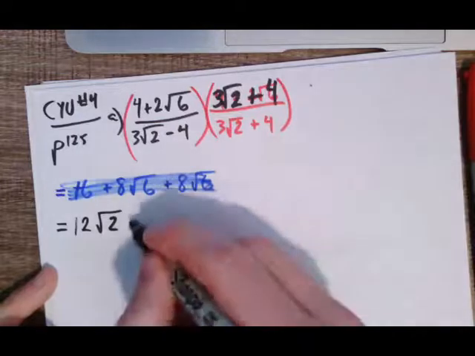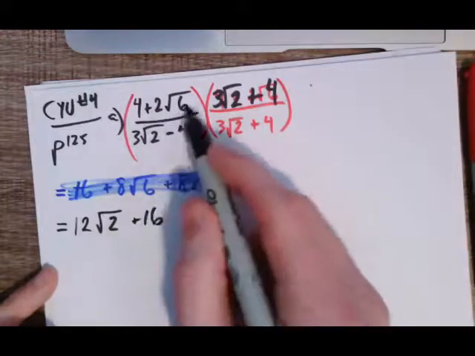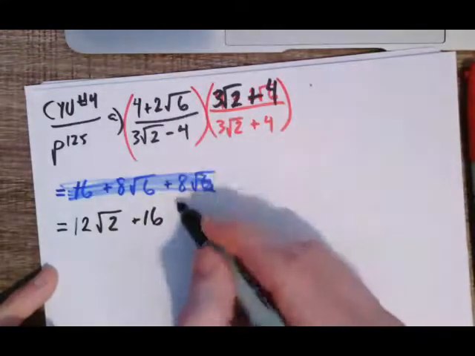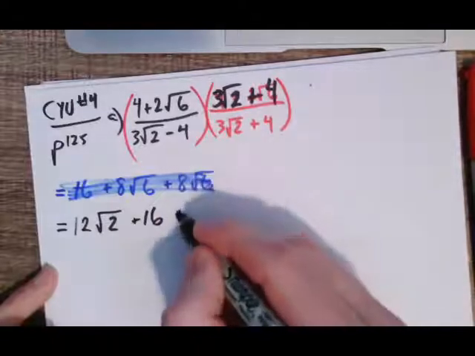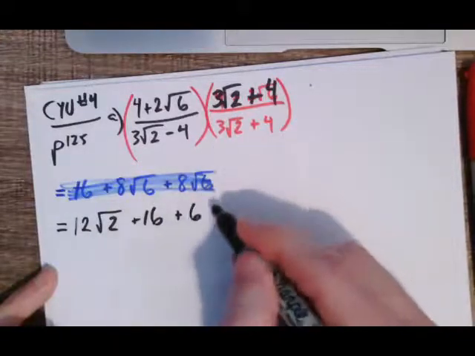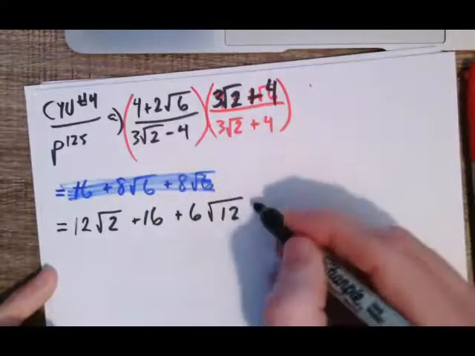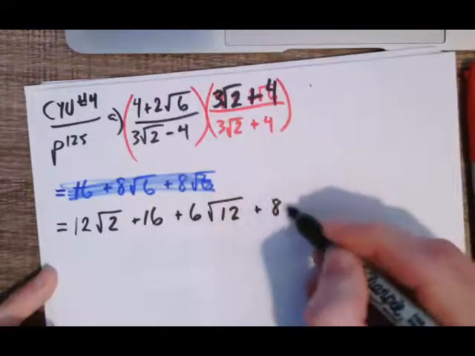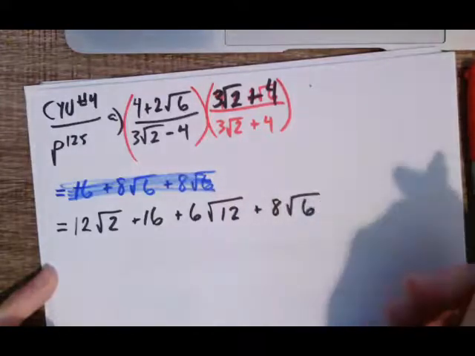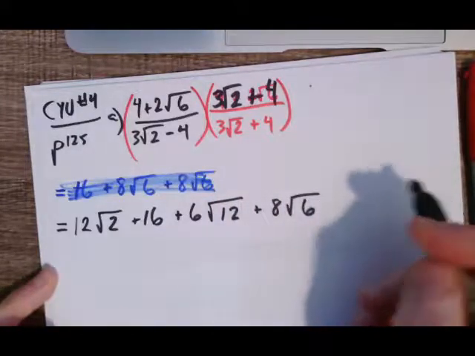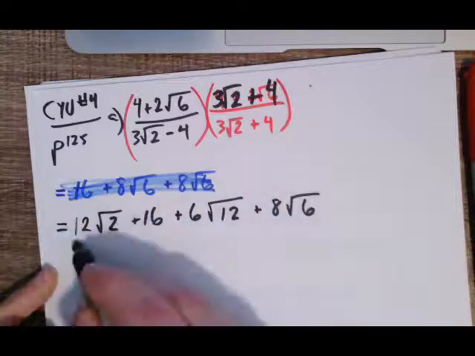4 times 3 root 2 is 12 root 2. 4 times 4 is 16. 2 root 6 times 3 root 2. 2 into 3 is 6, and root 6 times root 2 is root 12. And then 2 root 6 times 4 is 8 root 6. Yeah, that's better, because before it looked like a dog's breakfast.